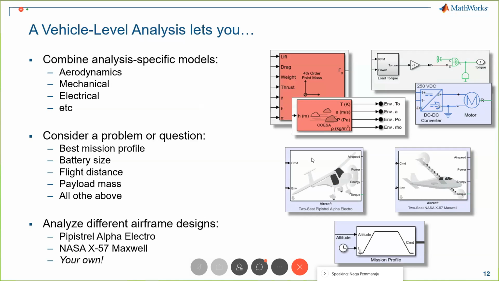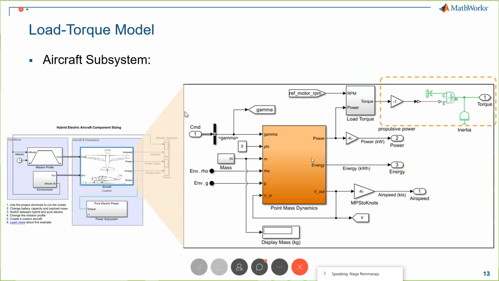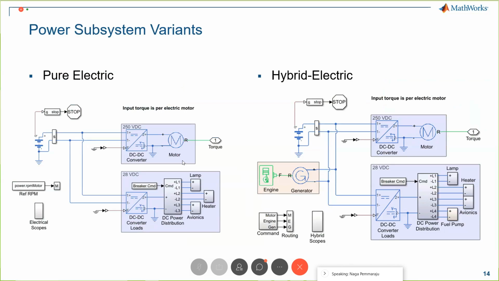Coming to the load torque model, if you see the subsystem, the first one is, as I said, the aircraft dynamics. Here we are mainly considering it as a point mass dynamics, right? And the power coming out of that point mass dynamics, we're just using for the torque calculations here. And coming back to the power subsystem, there are two basic variants.